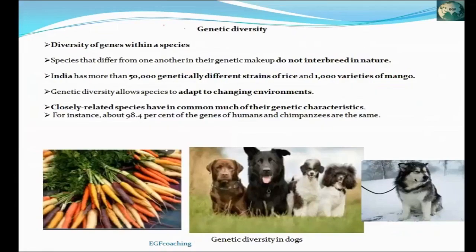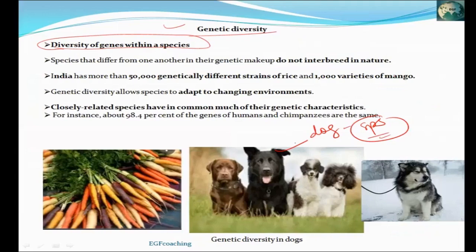Then genetic diversity. It means diversity of genes within a species. It tells how much diversity is found in the same species. We take example of dog. Dog is a species. Due to genetic variability, we have different breeds of dogs. Like this is a different dog, this is different, and this is also different kind of dog. This is genetic diversity. It means species is same, but their genetic makeup and DNA is different. That's why they are different types of dogs. This is called genetic diversity.